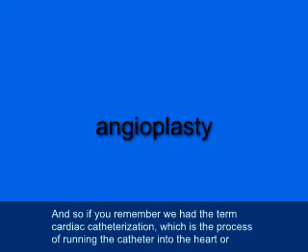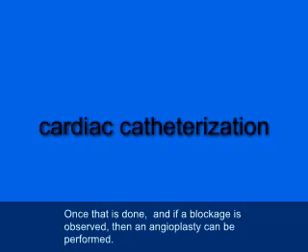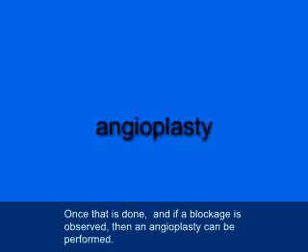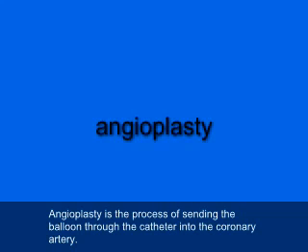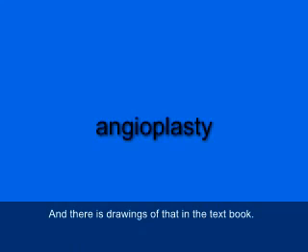And so, if you remember, we had the term cardiac catheterization, which is the process of running the catheter into the heart, into the coronary arteries. Once that is done, and if a blockage is observed, then an angioplasty can be performed. Angioplasty is the process of sending the balloon through the catheter into the coronary artery. The balloon is inflated, which then causes the clot to be pushed open against the sides of the vessel. And there's drawings of that in the textbook.